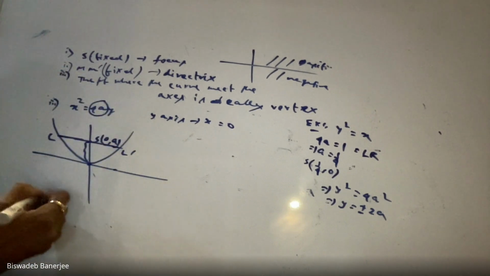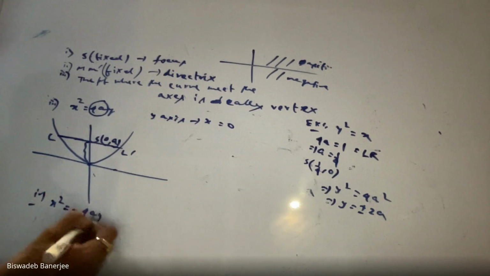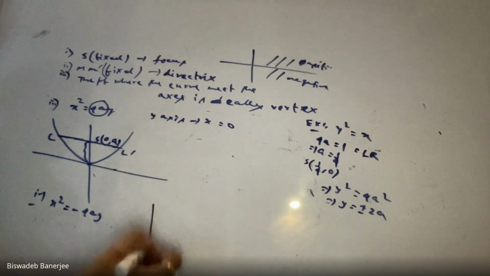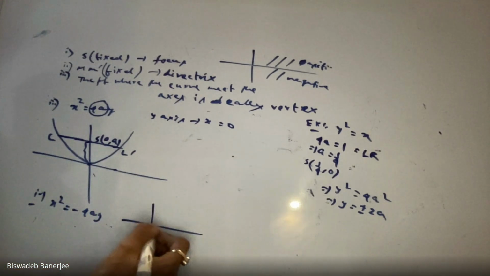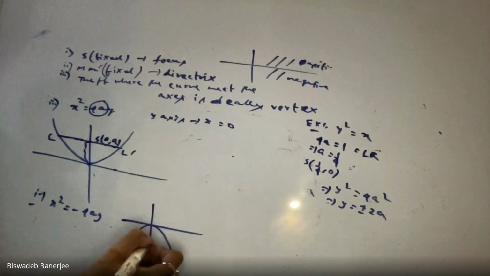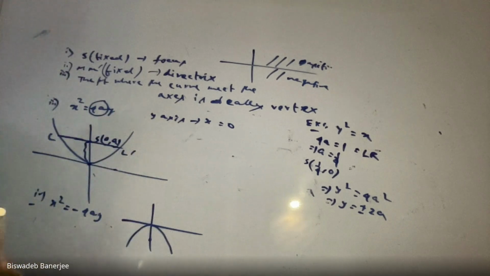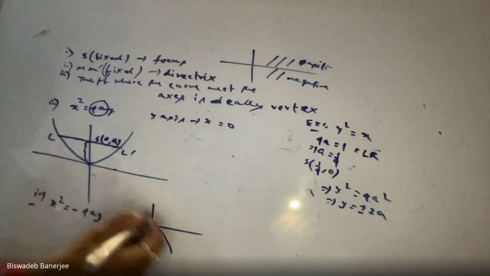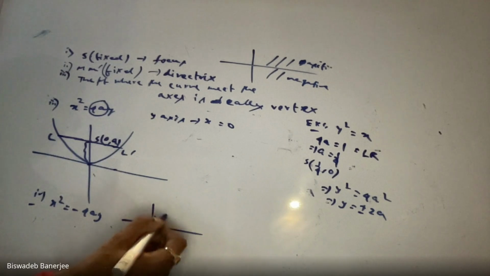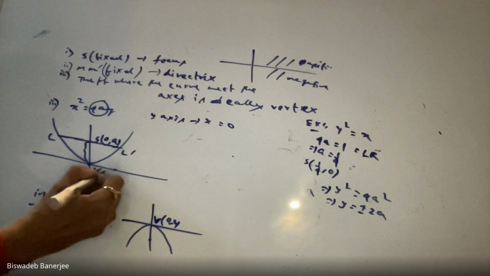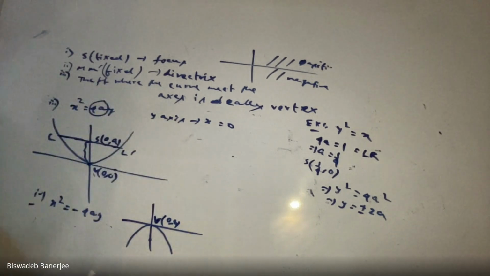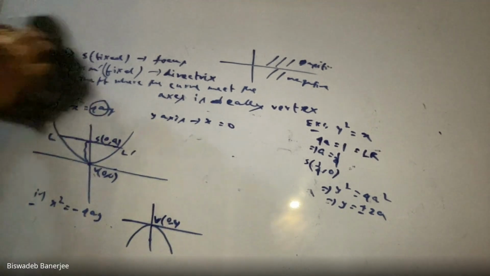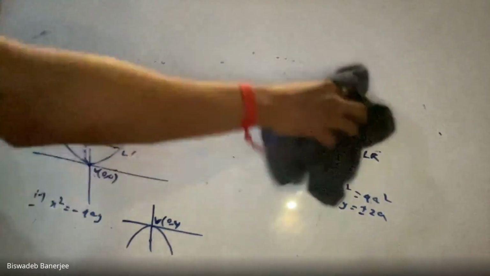And the last shape of parabola is x square equal to minus 4ay. You can easily understand the corresponding diagram. This is my corresponding diagram. Here the focus is here, this is my vertex, and all the concepts are the same. My vertex is at (0, 0). So these are the important concepts on parabola. In this video, our target is to understand the concepts of the different conics.